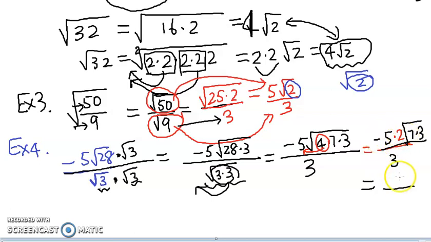Negative 5 times 2, negative 10. The numbers on the outside, multiply them. Numbers on the inside, 7 times 3, 21. On the bottom, keep that 3. So the answer would be negative 10 thirds times square root of 21. So notice what we did is to multiply both the top and the bottom by the same radical as the bottom, radical 3, to get 2 copies of 3, and then we can get rid of the radical sign.